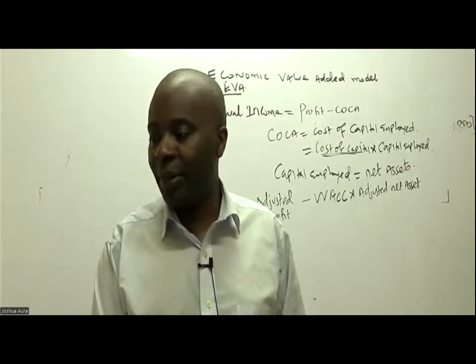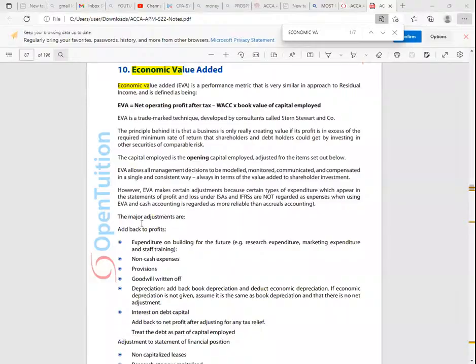And I would want to project something here so you can go now through these notes having discussed them. So you're saying that economic value added model is a performance metric that is very similar in approach to residual income and is defined as being EVA is net operating profit after tax minus WACC times book value of capital employed. EVA is a trademark technique developed by consultants called Stewart and a company. Don't cram that. There is no examiner who will ever ask you that kind of a silly question.